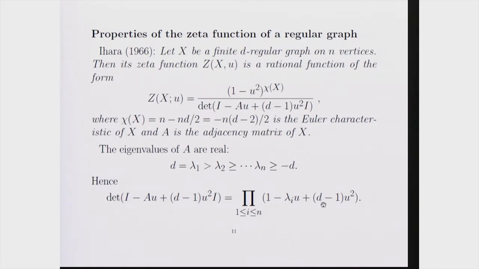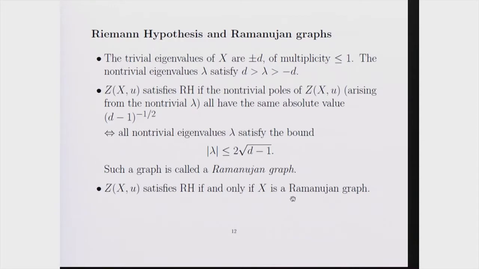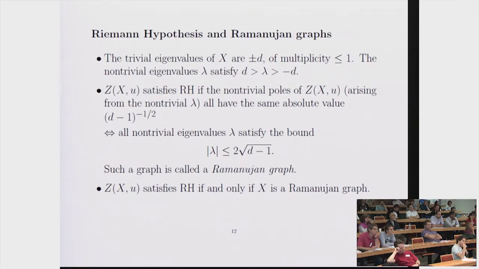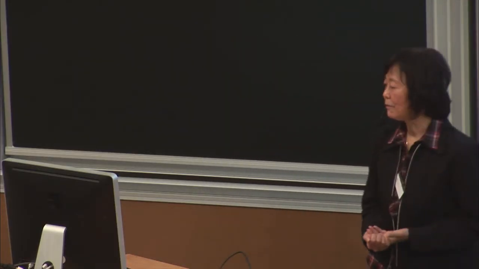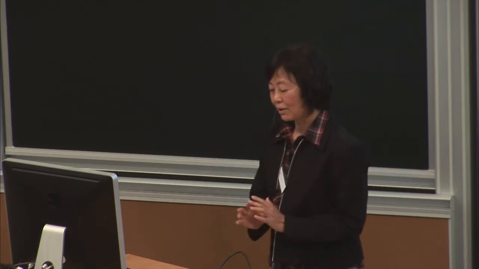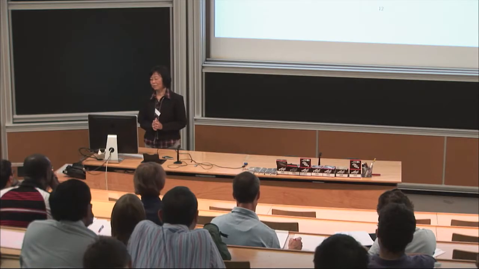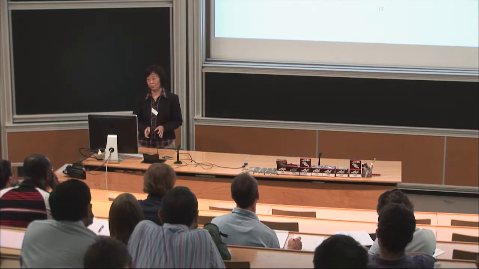So if each quadratic factor here has roots with the same absolute value, this is equivalent to saying that the discriminant, lambda squared minus 4(d minus 1), is less than or equal to 0, which is the same as saying that the absolute value of lambda is bounded by 2 root d minus 1. Okay. So when this happens, we say that this graph is a Ramanujan graph. In other words, if we pick a d-regular graph, then the zeta functions do not always satisfy the Riemann hypothesis. Those that satisfy the Riemann hypothesis come from very special kinds of graphs, which we call the Ramanujan graphs.